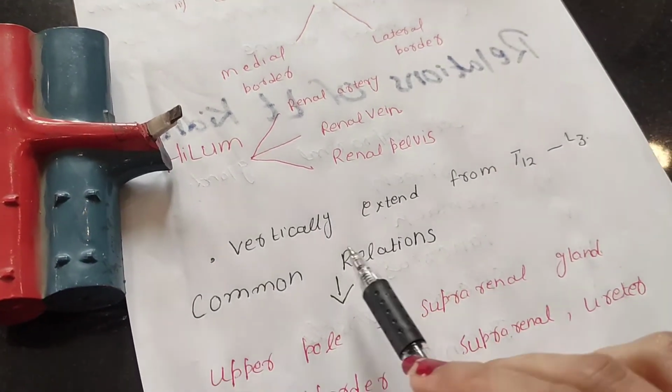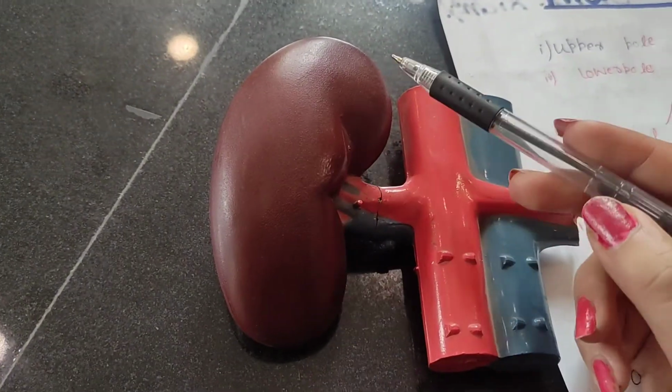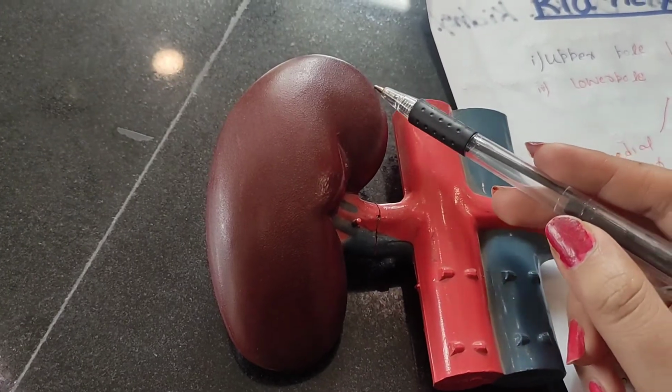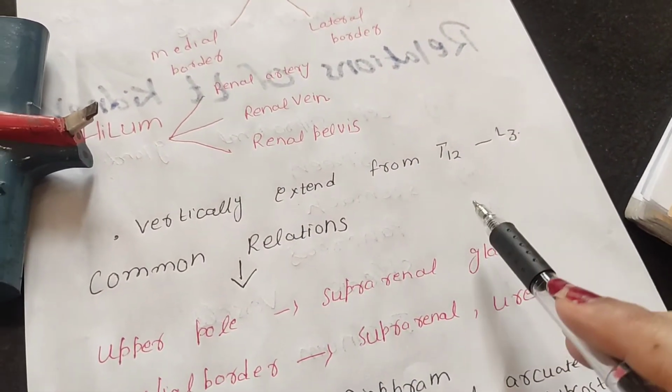Now there is the location. I already told you the location. Now the extension of the kidneys. This is the vertical position of the kidney. Vertically it extends from the T12 to L3 vertebra.